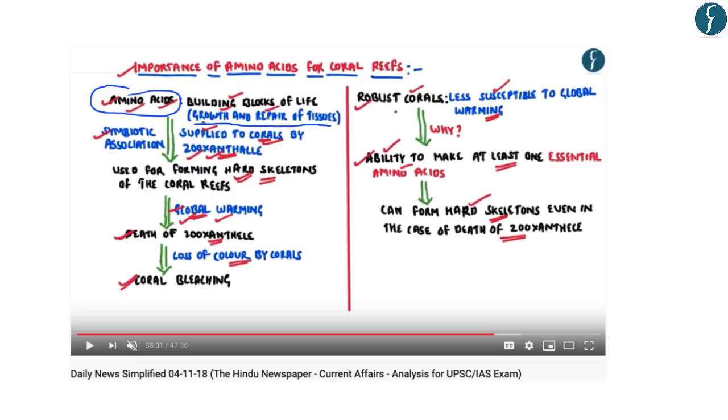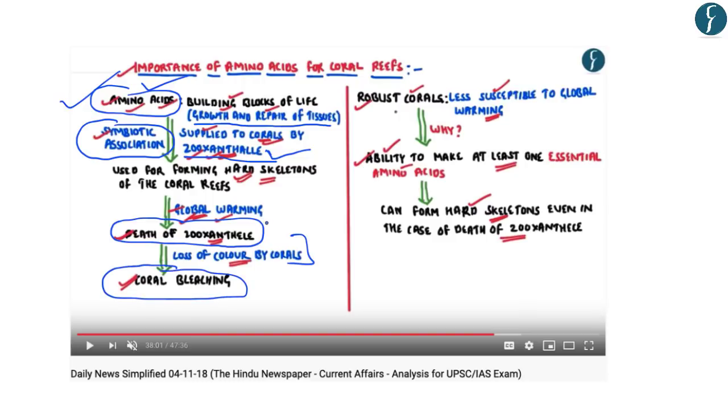Now, coral reefs on their own do not produce these amino acids which are required for their growth and repair. However, these coral reefs are in a symbiotic relationship with an algae known as zooxanthellae. And this zooxanthellae algae supplies important amino acids to the coral reefs. That is how this symbiotic relationship is important for the survival of coral reefs. However, due to global warming, the death of these zooxanthellae algae is caused, and that leads to loss of color in the corals.